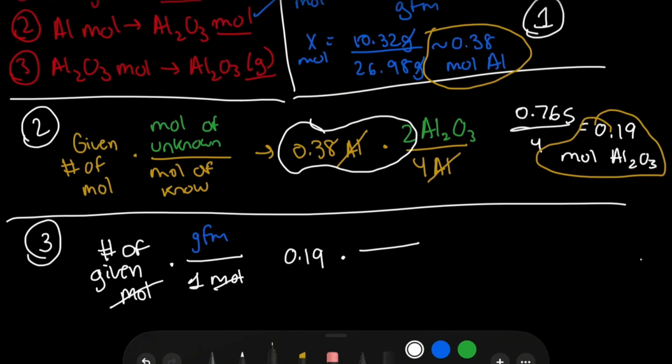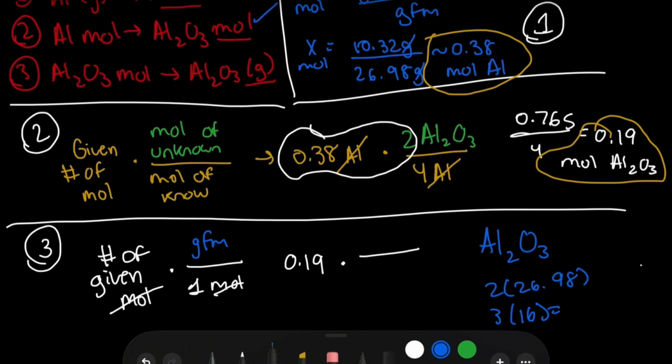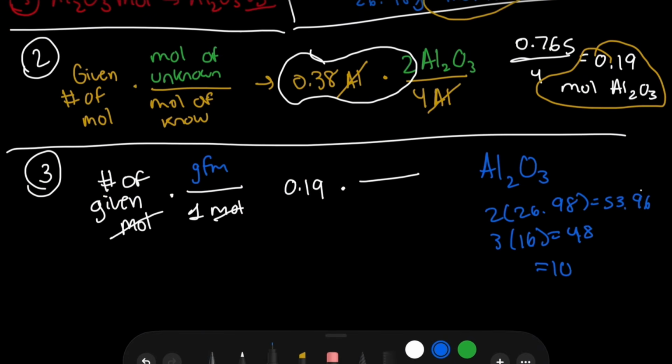So we have to take out Al2O3. So 2, then O3. So we have 2 aluminums. So that means we're doing 2 times 26.98, the average atomic mass. And then we have 3 oxygen atoms, and the average atomic mass of oxygen would be 16. So then when we multiply it, we get 2 times 26.98 is equal to 53.96, and then 3 times 16 would give you 48. And when you add them together, you're going to get 101.96 as your GFM in grams.